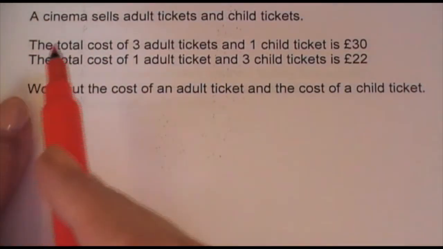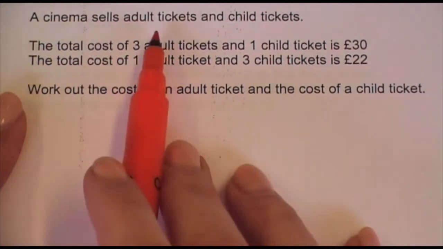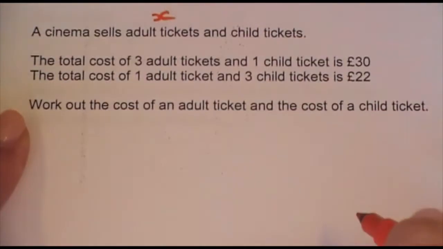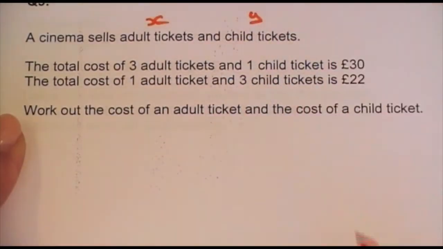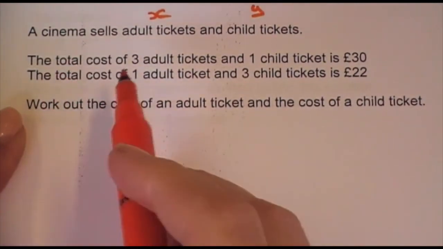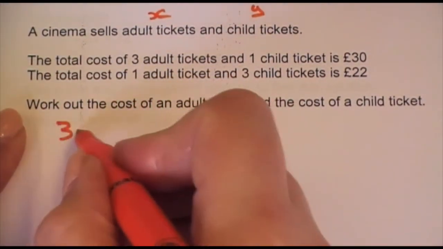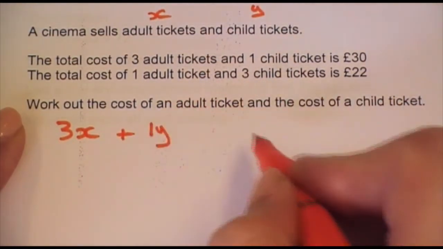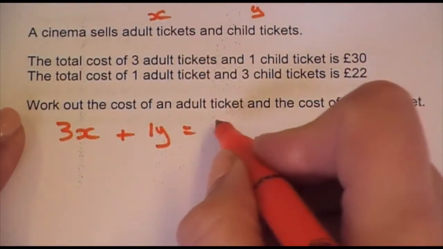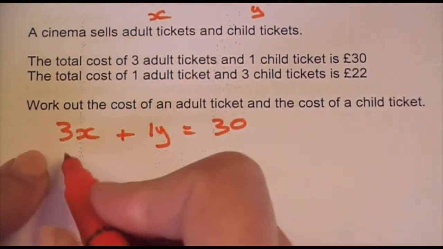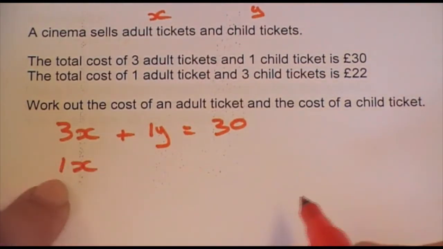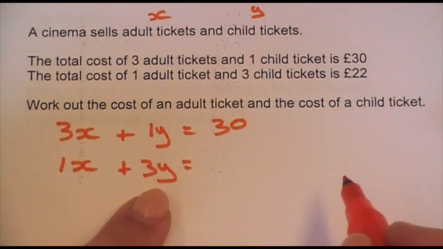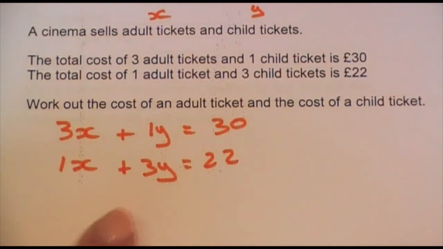Okay, so I'm going to start by writing my equations. The cinema ticket sells adult tickets and child tickets. I'm going to call adult tickets X. You may wish to call it A, that's fine. And child tickets, I'm going to call Y. So the total cost of 3 adult tickets, so that's 3X, and 1 child ticket, so 1Y, equals £30. Also, the total cost of 1 adult ticket, so 1X, and 3 child tickets, so 3Y, is £22.